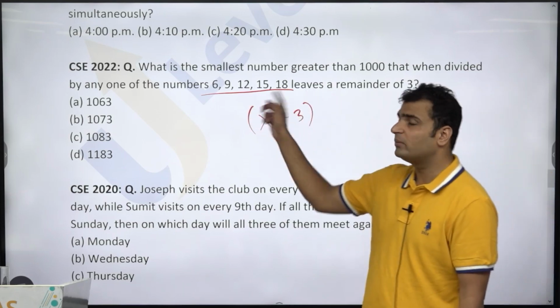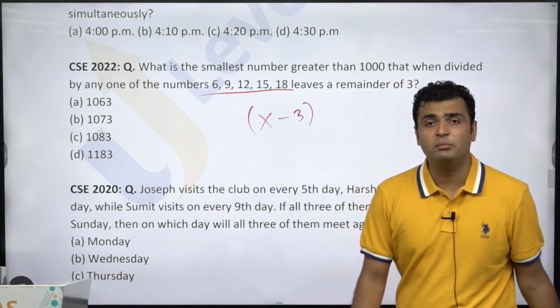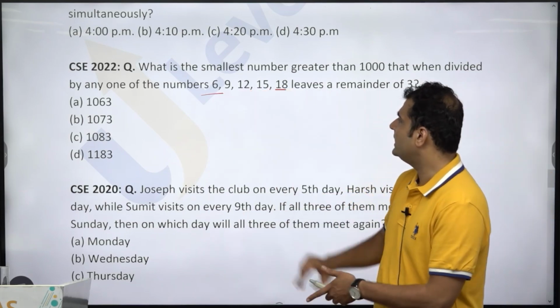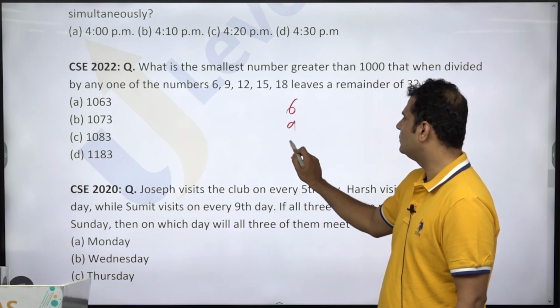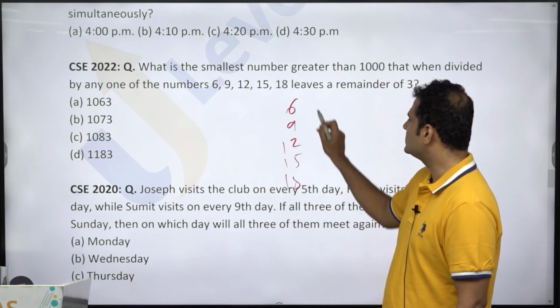That is a common multiple of all these things. Common multiple हम कहां पे पढ़ते हैं? LCM में. So we have to find out the LCM of these things: 6, 9, 12, 15, 18. What is the LCM of all these things?